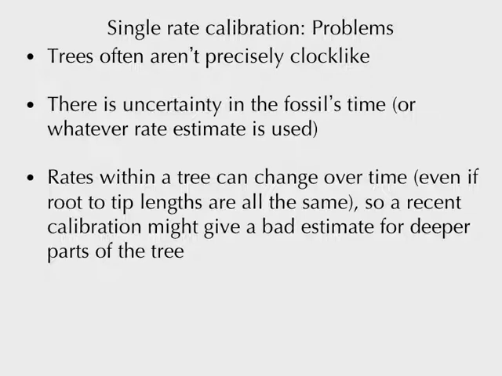Finally, rates in the tree can change over time. So that's the reason calibration might give a bad estimate for earlier parts of the tree. As I have my overall giant tree of life, and I have an estimate from up here, extrapolating that rate across the entire tree will be more and more off as you go down.